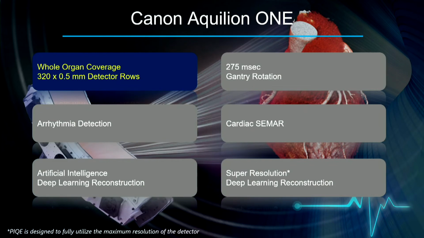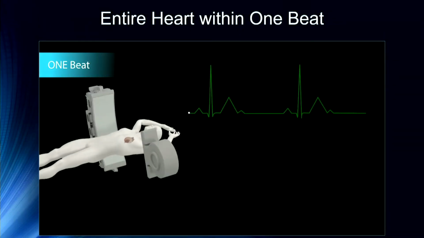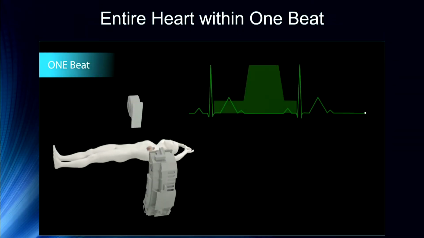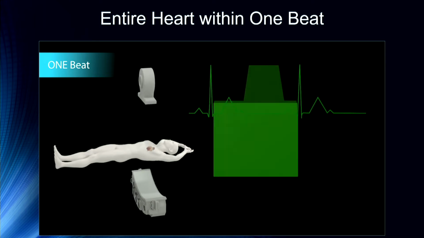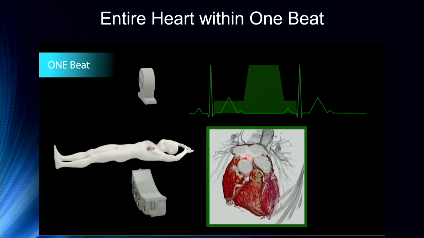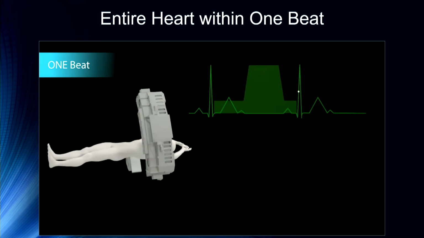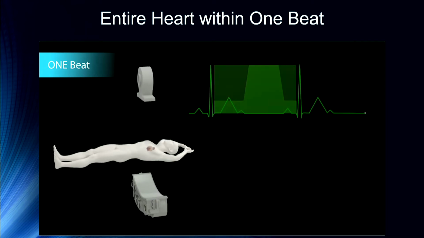So if you look at Aquilion 1 technology, we have whole heart coverage with 320 detector rows and 0.5 millimeter detector thickness. So with the schematic, we image the heart within 1 heartbeat. Very simple scan to do. If we need to, we can get functional information and not have any stair step or misalignment artifacts.